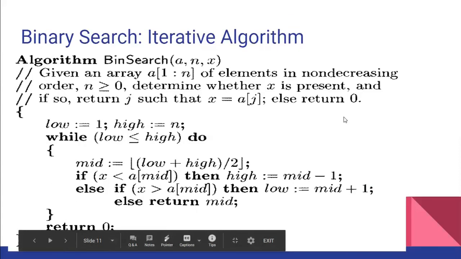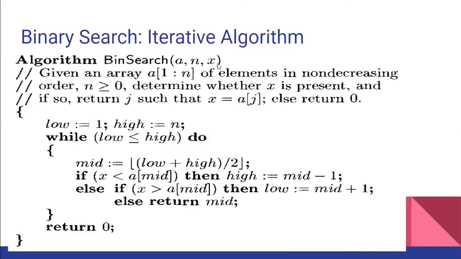Now we will see the iterative algorithm of the same. Now here the parameters are array, number of elements and the element to be searched. So see, given an array A of 1 colon n of elements in non-decreasing order, that is in increasing order, we have to determine whether X is present. And if so, then we have to return the index of the element, else 0 will be returned.